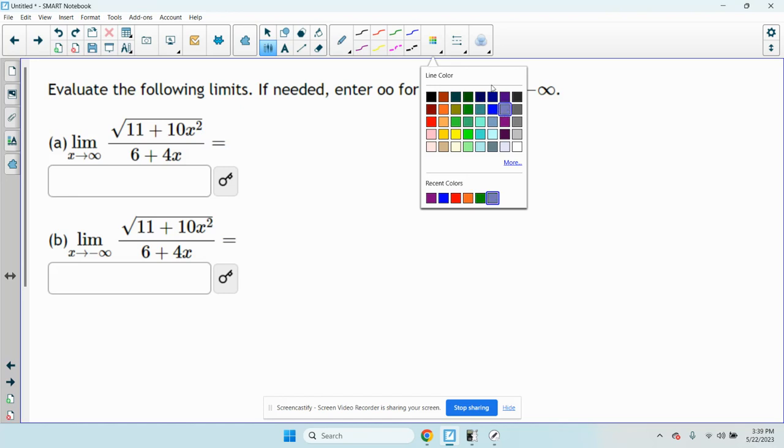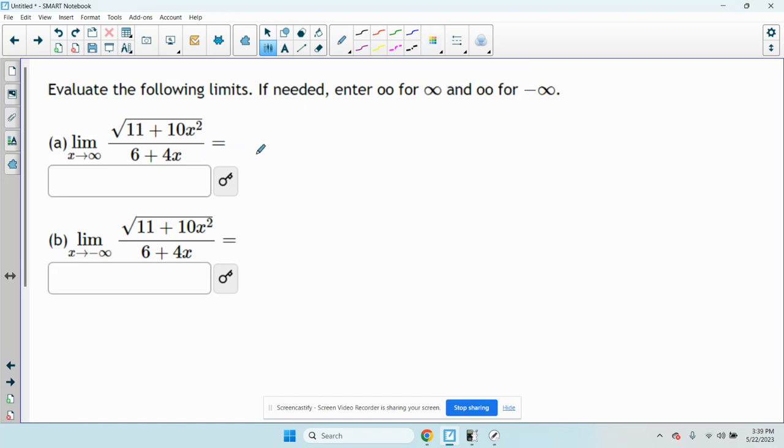Okay, so this question says evaluate the following limits, and it's looking for limits as x approaches either positive infinity or negative infinity. So when we're looking at limits as x approaches infinities of a rational function like this or a rational expression, we're going to compare the degrees of the numerators and the denominators.